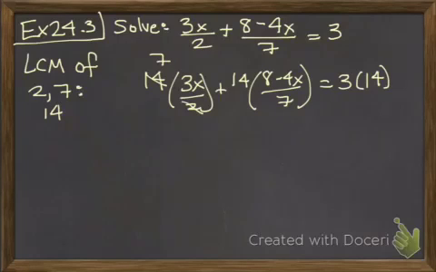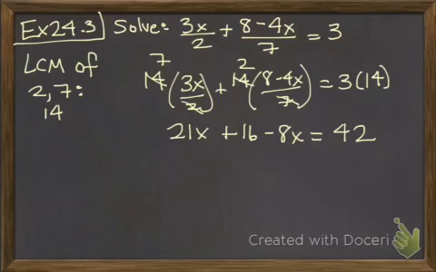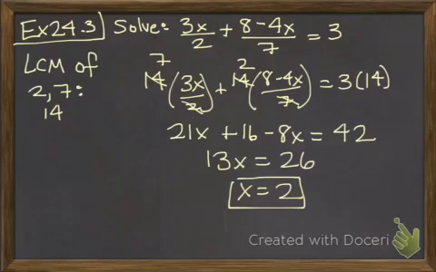So 2 goes into 14 7 times, so we get 21x. 7 goes into 14 2 times, so we get 16 minus 8x. And 3 times 14 is 42. 21x minus 8x is 13x. And 42 minus 16 is 26. So when we divide both sides by 13, we find that x equals 2.